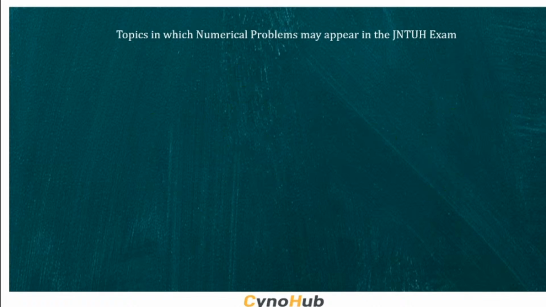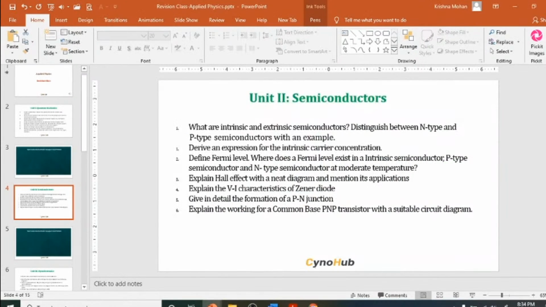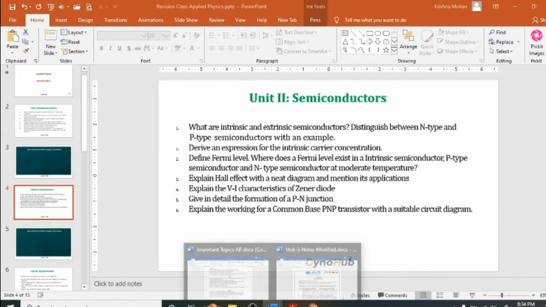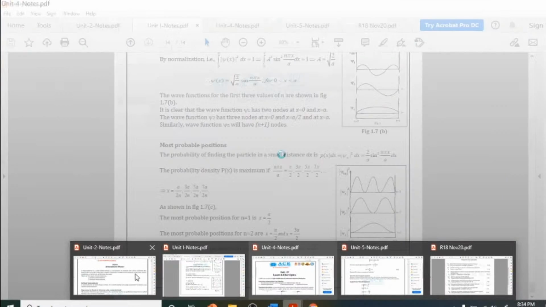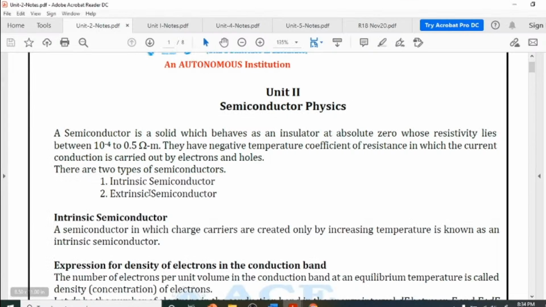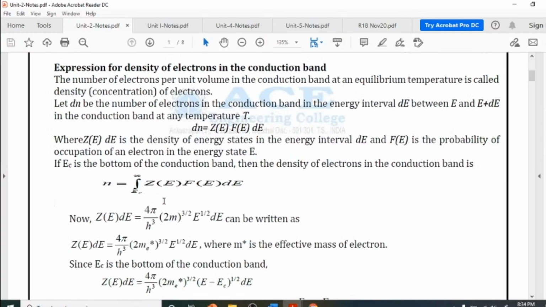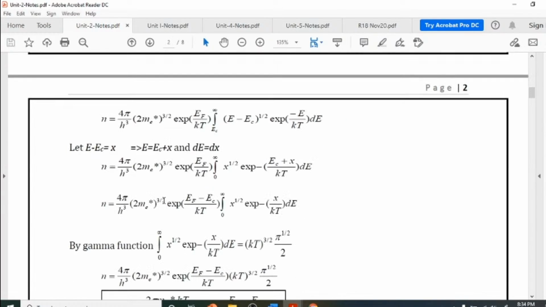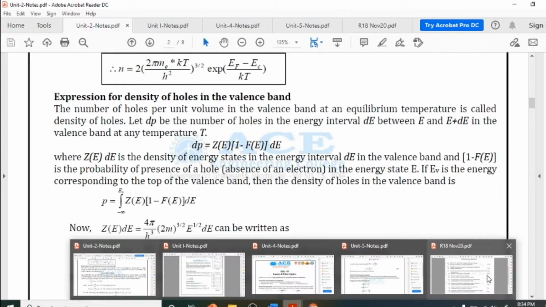Now moving on to unit 2, what are the questions that are important? What are intrinsic and extrinsic semiconductors? Distinguish between n-type and p-type semiconductors with an example. Let us go back to unit 2. What is a semiconductor? Intrinsic semiconductor, expression for density of electrons in conduction band. This is for intrinsic semiconductor, and then there is a derivation here. Expression for density of holes. This is asked. Let us see what was asked in the last paper, the previous paper.